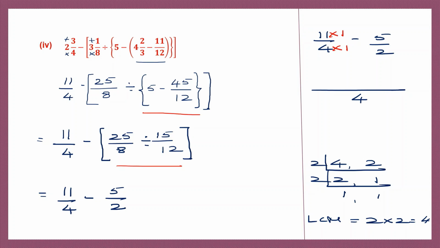So 11 also we multiply by 1. So that is 11 minus, now 2 into 2 is 4. 2 2s are 4. So multiply 5 by 2. 5 2s are 10. So 11 minus 10 is 1. 1 by 4. So we have 1 by 4 here. So 11 by 4 minus 5 by 2 is 1 by 4. So this is our final answer, 1 by 4.